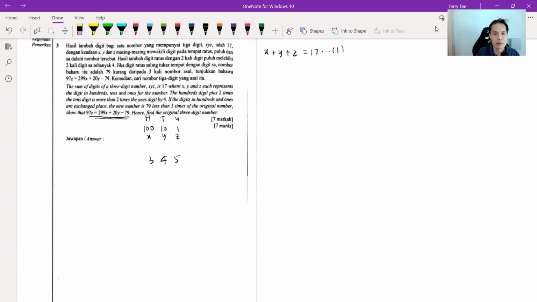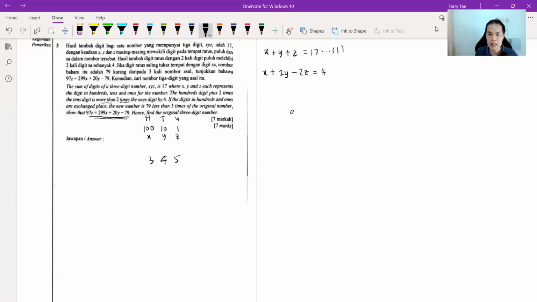Okay, so they say the 100 digit plus 2 times the 10 digit. The 100 digit is x, so x plus 2 times the 10 digit, which is 2y, is more than 2 times the 1 digit by 4.